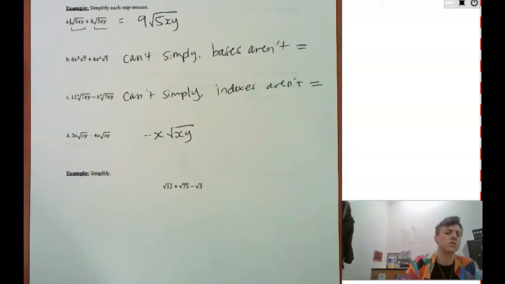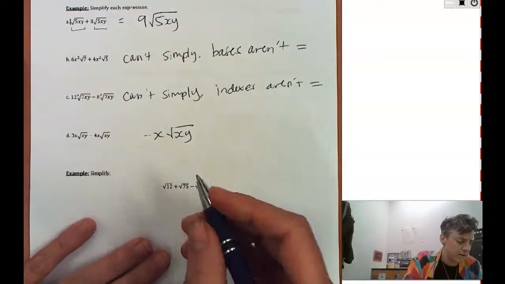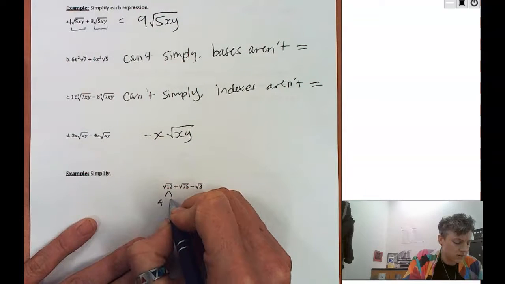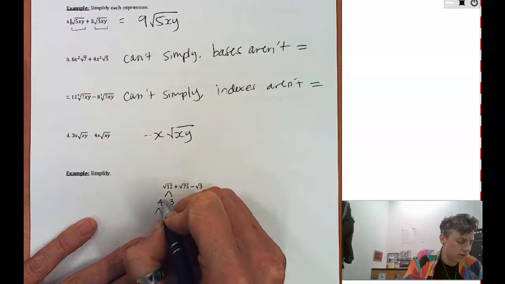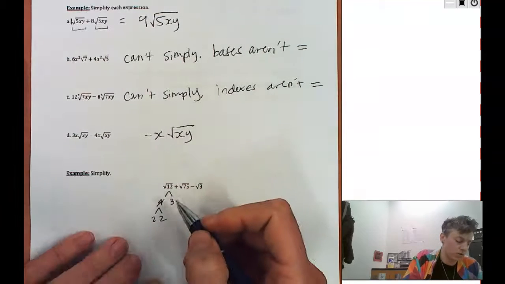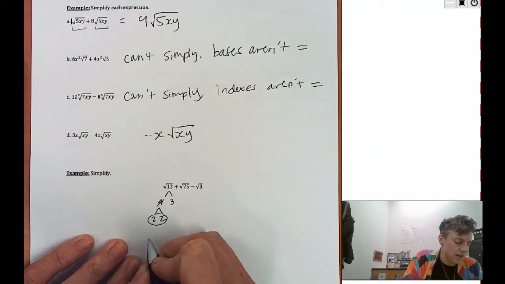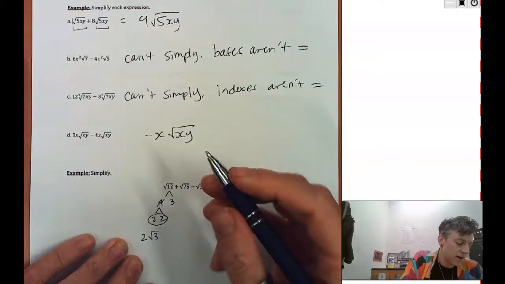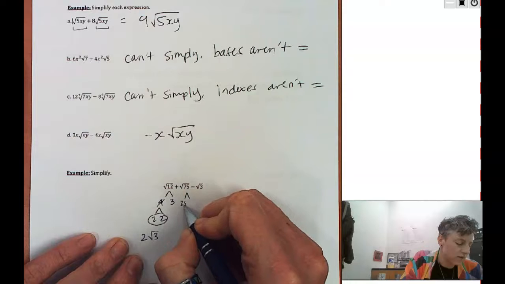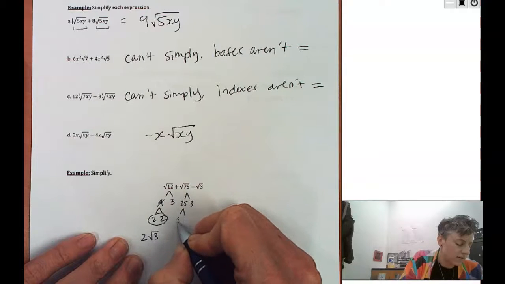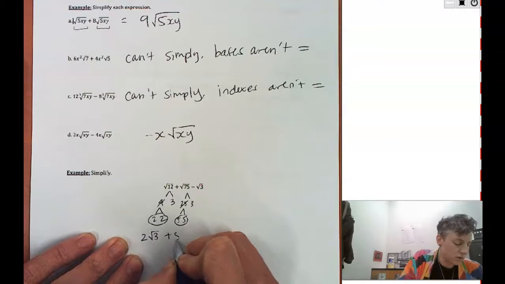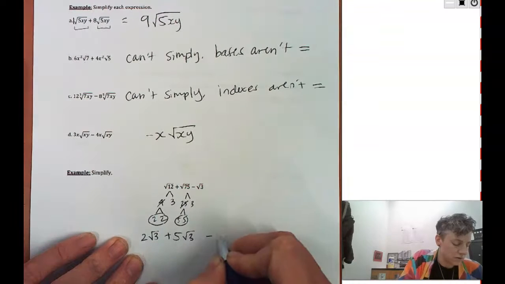Let's do a little factor tree. Let's see what happens here. Square root of 12. Break that down into 4 and 3. Break that 4 into 2 and 2 with the square root. So I need groups of 2. So that's actually 2 square root of 3. Now 75 could be 25 and 3, and 25 could be 5 and 5, groups of 2. So that's really 5 square roots of 3, minus the square root of 3.